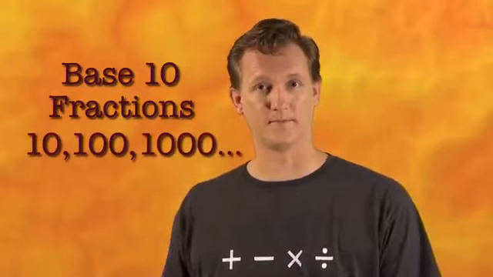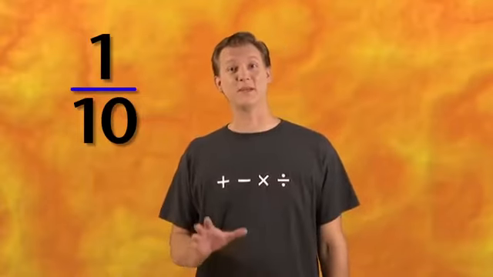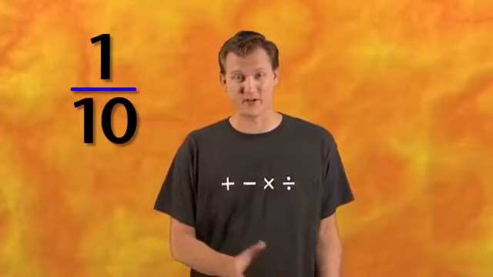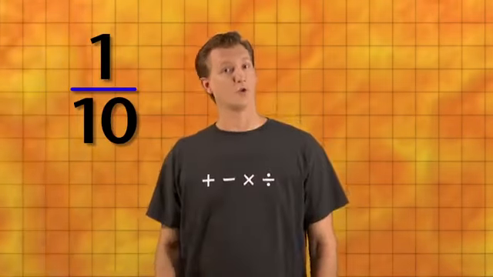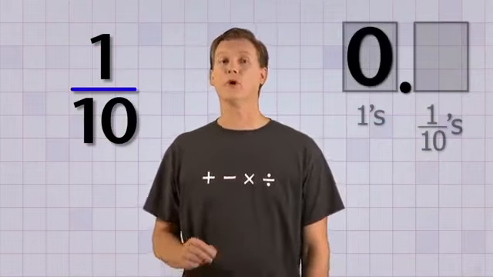Let's see how we can write some special fractions using decimal numbers. I'm going to call these fractions base 10 fractions because their bottom numbers are all powers of 10, like 10, 100, or 1000. Let's start with this fraction, 1 over 10. Well, you should recognize that it's one of our building blocks, and this should be easy to write down as a decimal number because we have a number place just for counting tenths. So all we have to do is put a 1 in the tenths place, like this, 0.1.